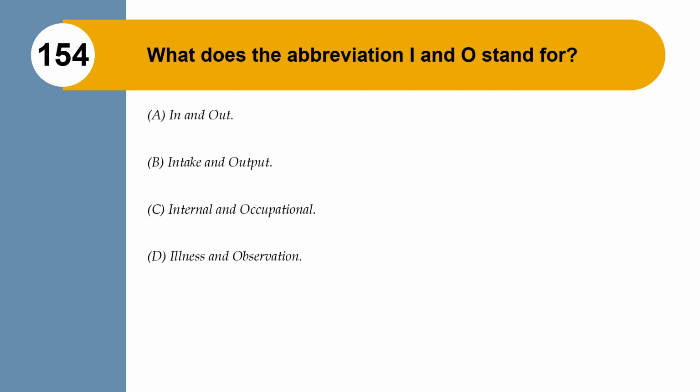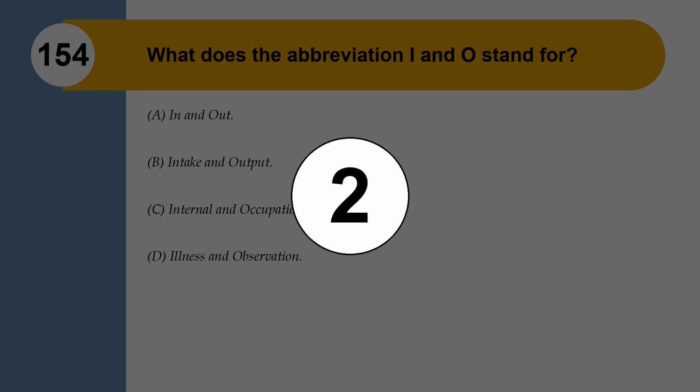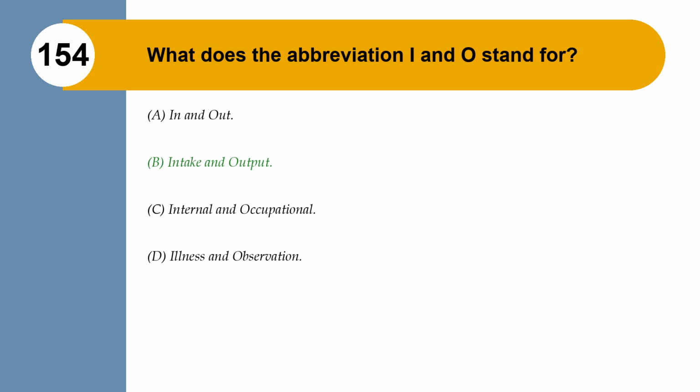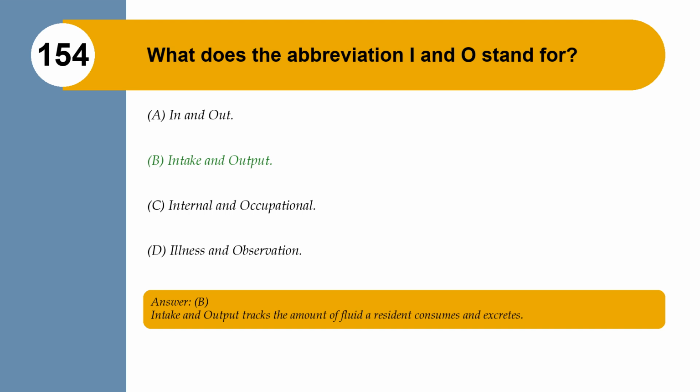Question 154. What does the abbreviation I and O stand for? Option A, in and out. Option B, intake and output. Option C, internal and occupational. Option D, illness and observation. The correct answer is option B, intake and output. Explanation. Intake and output tracks the amount of fluid a resident consumes and excretes.